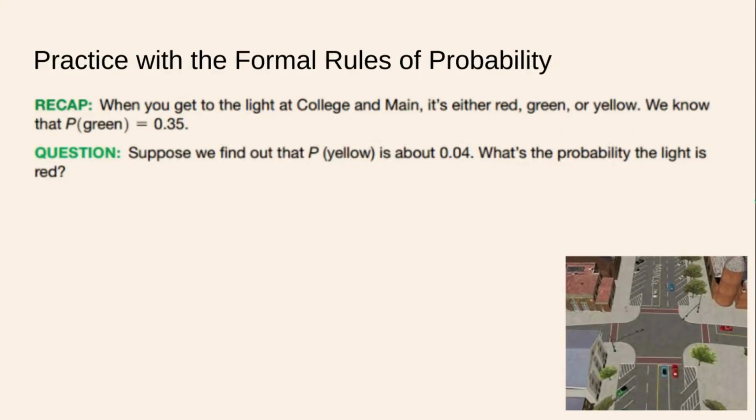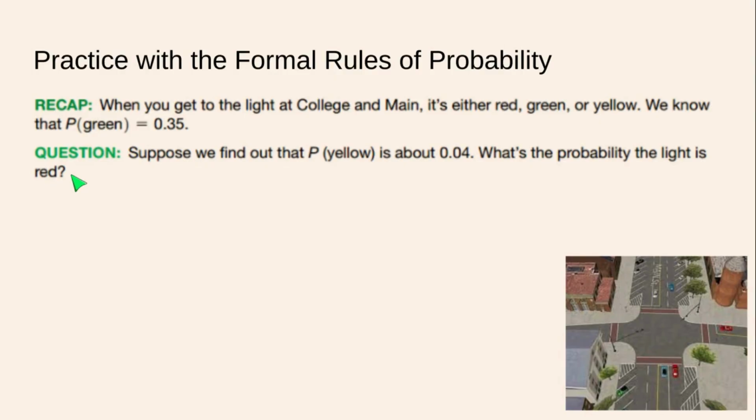So let's apply our addition rule. When we get to the light at College and Main, it's either red, green, or yellow. Of course, it's a traffic light. We know that the probability of green is equal to 35%. That's from a prior problem. So suppose we find out the probability of yellow is about 0.04. What is the probability that the light is red? Think about how we can use the concept of disjoint events and the addition rule to solve this problem. Pause the video, give it a go, and check your answer against mine.